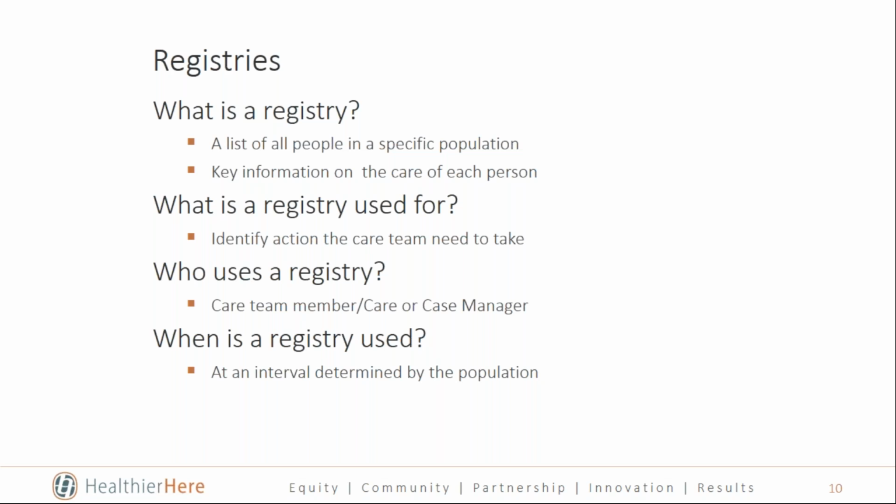What a registry is used for is it's an action item generator. It basically is a way that the team figures out what it needs to do to close care gaps. So it's very action oriented. This is not just to look at and say, oh this is our population, but we need to take action to make sure that care gaps get closed.